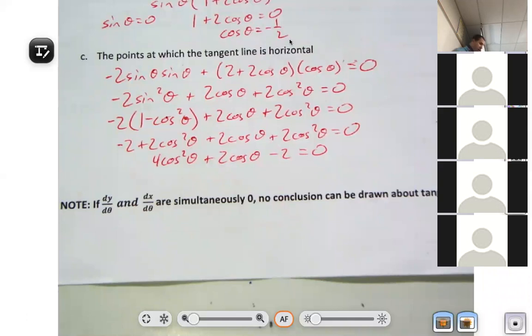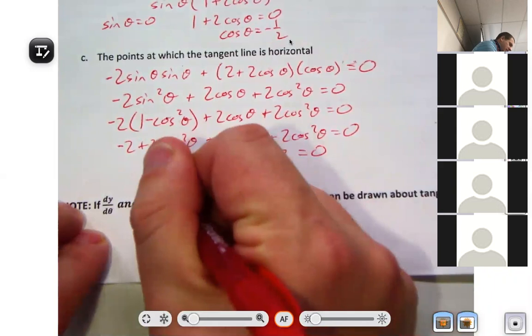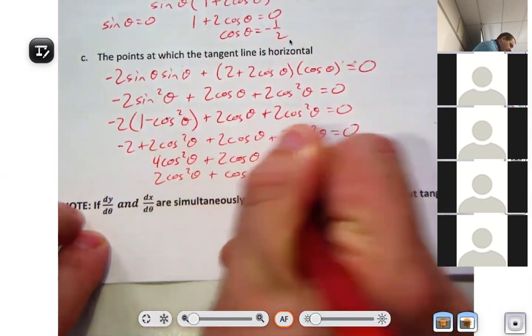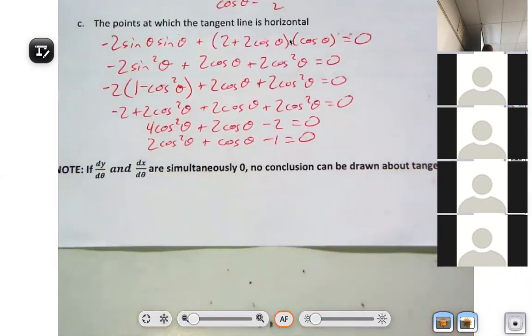Alex, I like your idea about just dividing. So you can't divide by variables. You can't divide by thetas. You can't divide by x's in math. You can only divide by numbers. So I'm going to divide everything by 2 just to make this a little easier on ourselves. And then we just have to factor this.